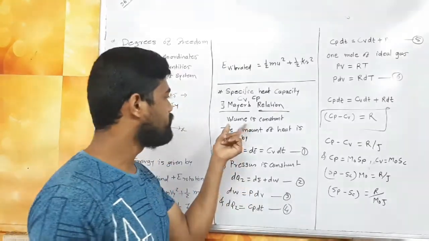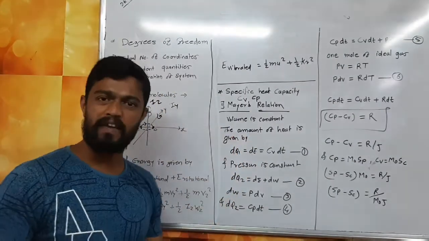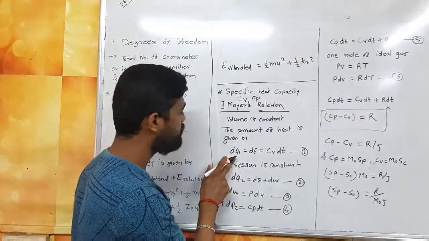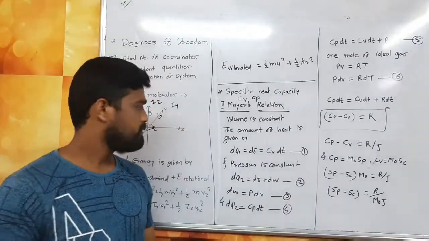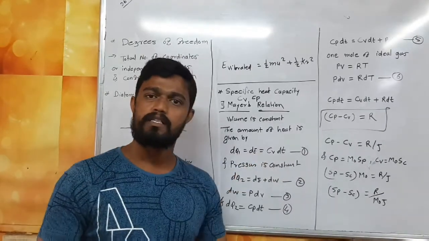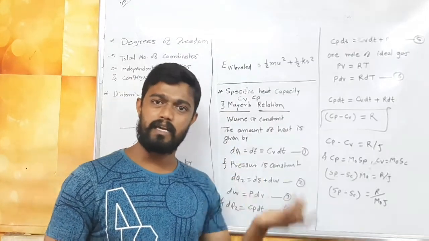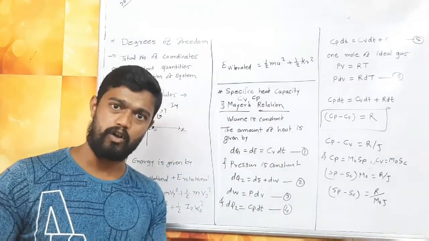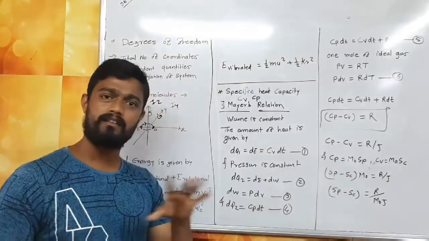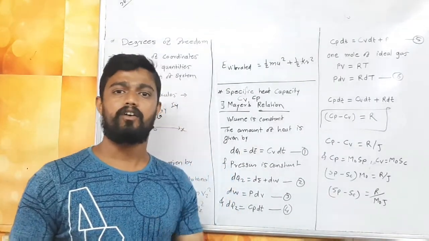Okay. So when volume is constant, the amount of heat is defined as dQ1. So dQ1 is equal to dE, the internal energy change, which is equal to Cv dT. Cv is defined as the specific heat of a gas at constant volume.